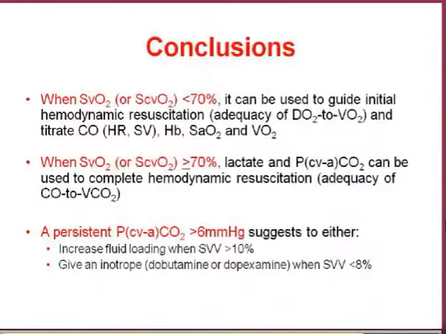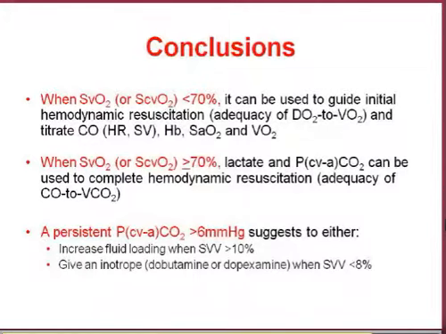So to conclude, when ScvO2 or SvO2 is below 70 or 75, again, there is a difference between the two markers, it can be used to give initial hemodynamic resuscitation. And this is very helpful, I think, as a sort of pre-assessment of the patient in the emergency room or in the recovery room after surgery. You can titrate according to these values the hemoglobin certainly, the SaO2, but also the cardiac output. This could be a bit empiric.